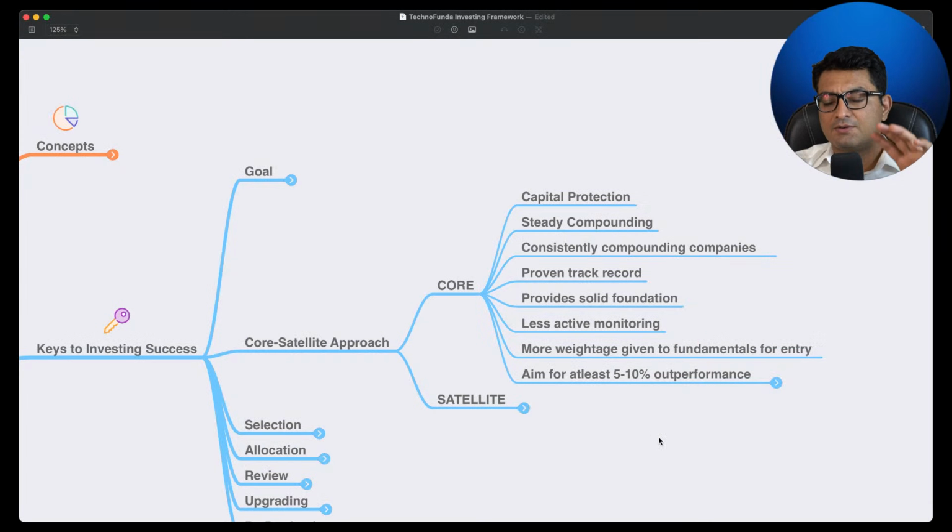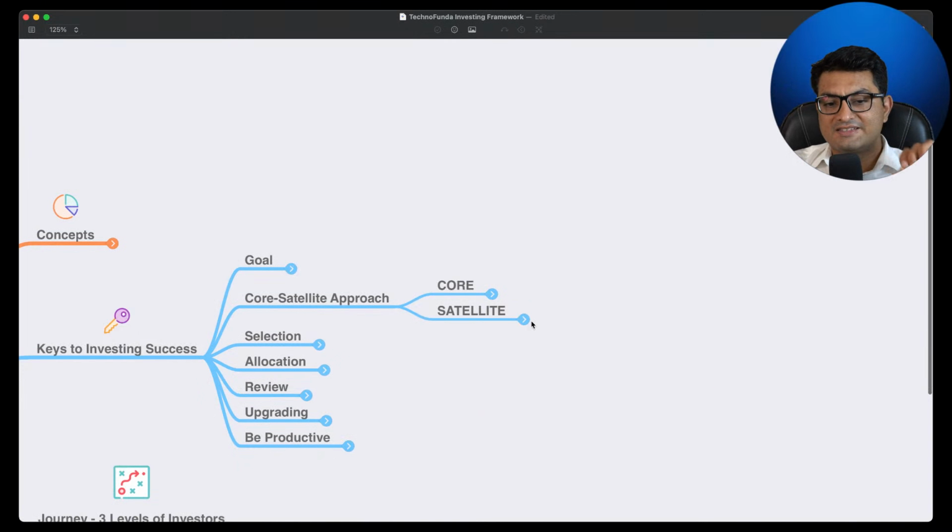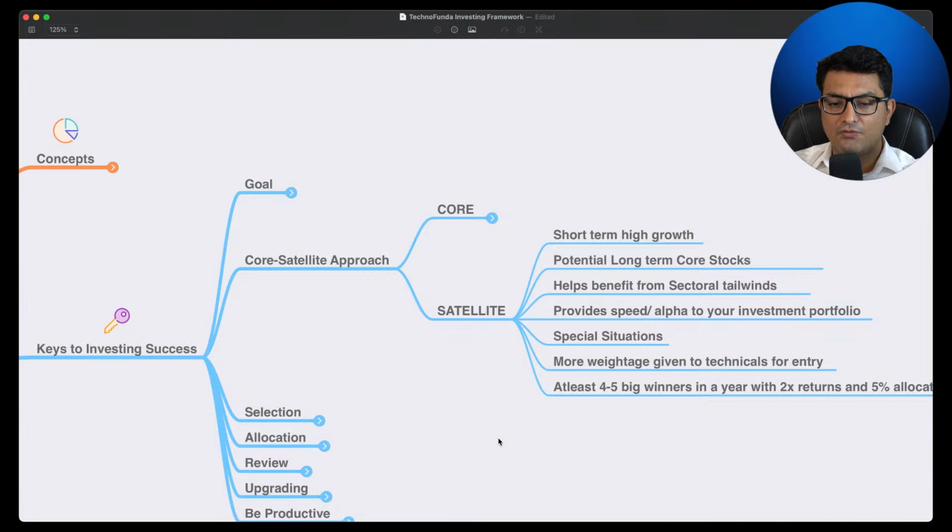So this is where I aim for at least 5 to 10% outperformance, right? So if Nifty has performed say 15%, your core portfolio should ideally perform at least 20%. Even if it doesn't perform 25%, that's okay, because that is where the satellite portfolio will take care of that.